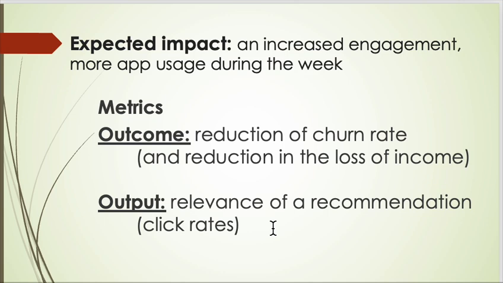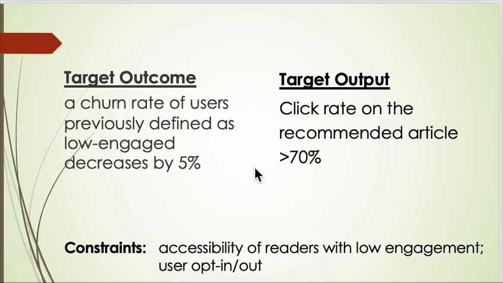So if the recommendation is relevant, we assume that the person will click and open this particular article. If it's not relevant, then they will not click on the link. So we will be looking into the click rates. The target outcome would be reducing the churn rate of users that are defined as low engaged by 5%, right? So we don't touch the other users. Everything is already going well there. And the target output here is the click rate on the recommended article should be at least 70%.